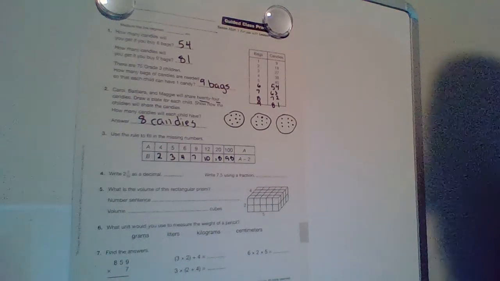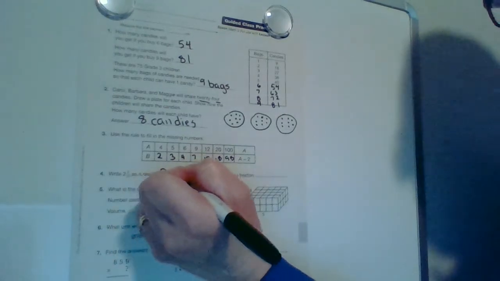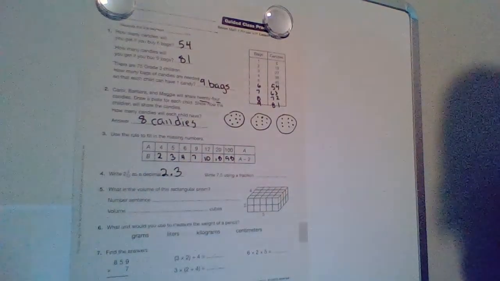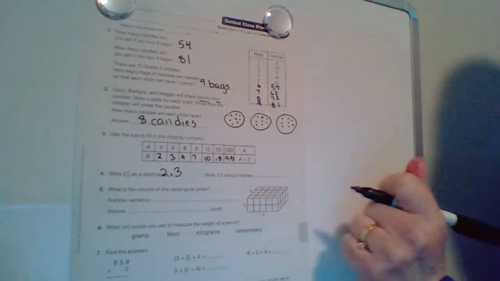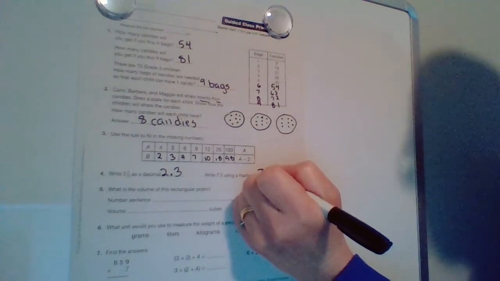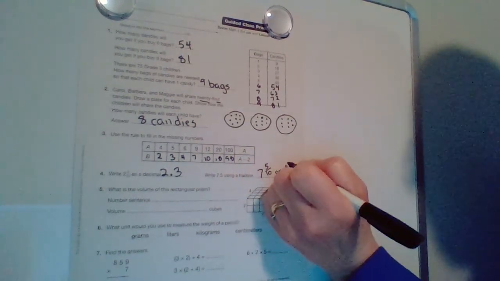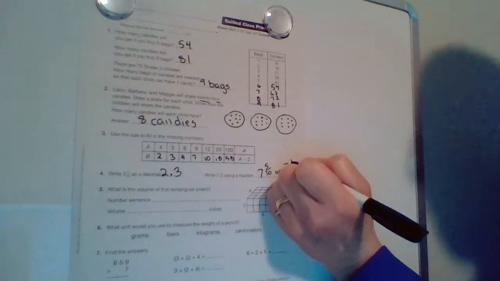Now it says write 2 3/10 as a decimal. So 2.3. Write 7.5 using a fraction. You could write 2 ways here. You could write 7 5/10, or that really says 7 1/2, doesn't it?